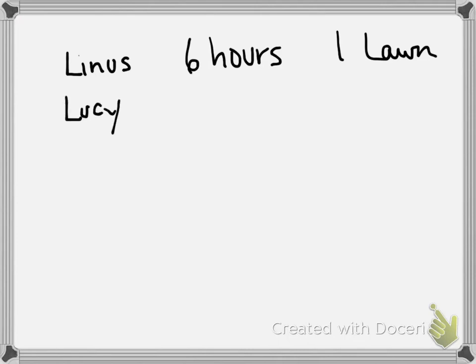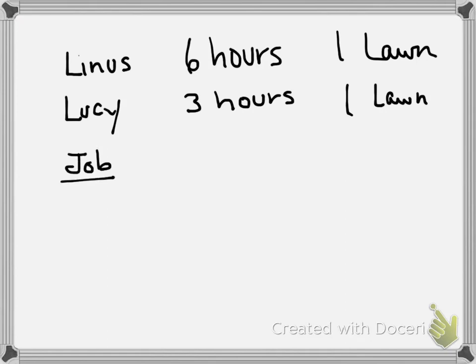Lucy is going to mow the same lawn, so maybe they alternate weeks. But Lucy gets to drive the riding mower, and so it only takes her 3 hours. So on her week, it only takes 3 hours. Linus's week takes 6 hours. So we're thinking about, what if they decide to finally work together? How long is it going to take them to do the job together? Well, let's think about this as a rate problem.